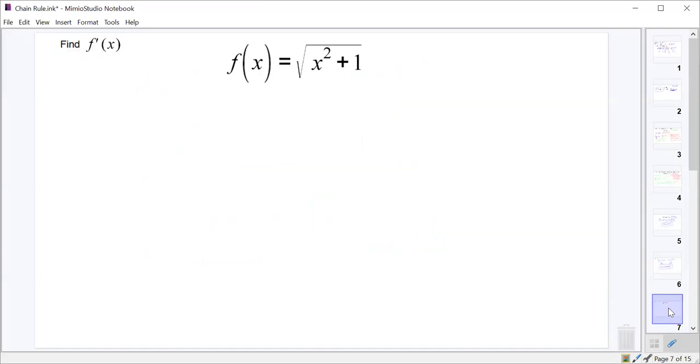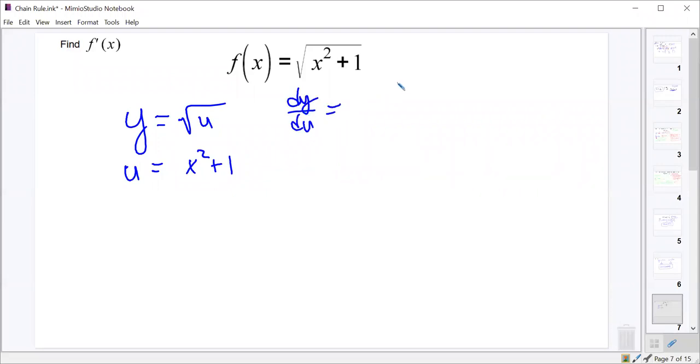All right, let's find this one. What should y equal? Square root u. And what should u equal? x squared plus 1. So what's dy/du? One over 2 root u.